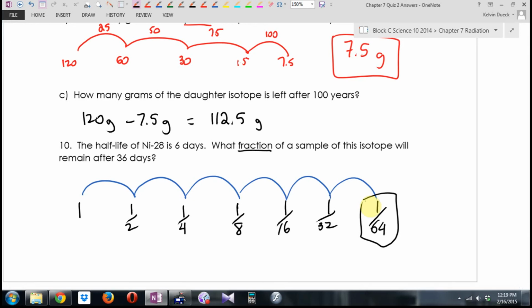By the way, it's worth learning your powers of 2, right? 2, 4, 8, 16, 32, 64, 128, 256, 512, 1024, 2048, 4096, 8192, 16,000. Oh, come on. 16,300 and something.